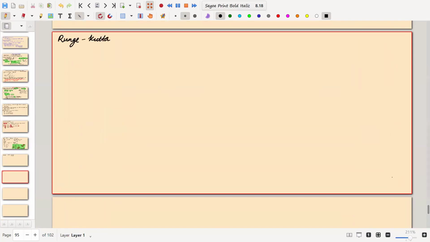Runge-Kutta fourth order. We will not see any other method; we will directly go to the best method available, the Runge-Kutta fourth order method. Same issue. We will tell you.